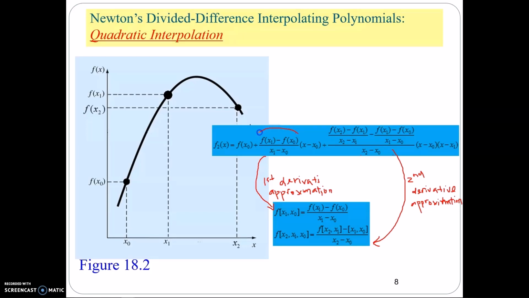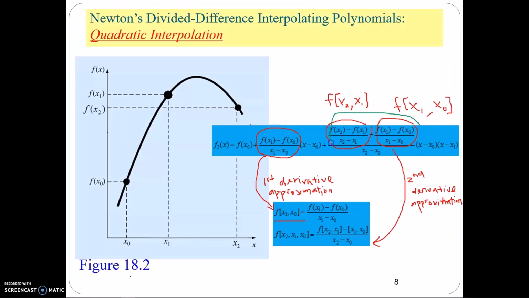Previously, we simplified this term by using f in the bracket of x1 and x0. It means the first derivative approximation, and the bracket here means the finite divided difference. If we look at the second term here, this term is the first derivative of f. This is also the first derivative of f, x1 and x0.